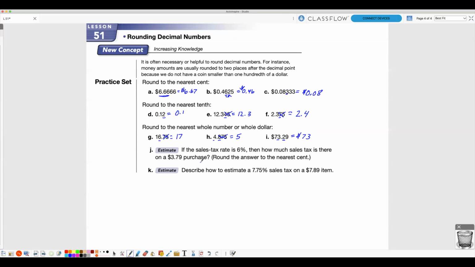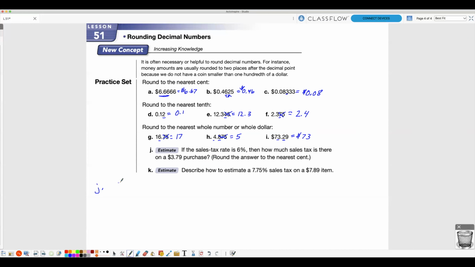Letter J, if sales tax rate is 6%, then how much sales tax is there on a $3.79 purchase? Round your answer to the nearest cent. So if the sales tax rate is 6%, how much sales tax is there on $3.79? So here's what you need to start with.